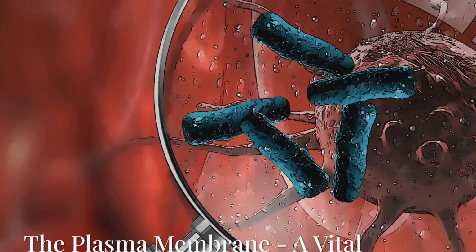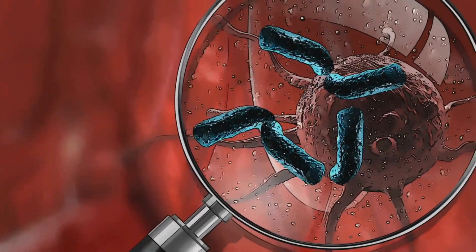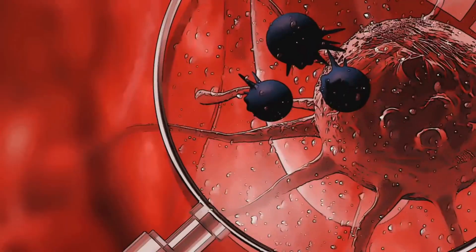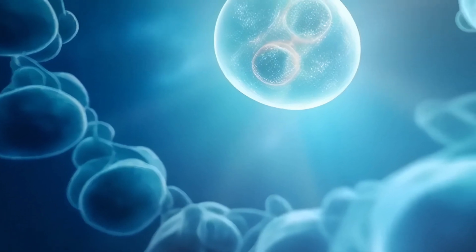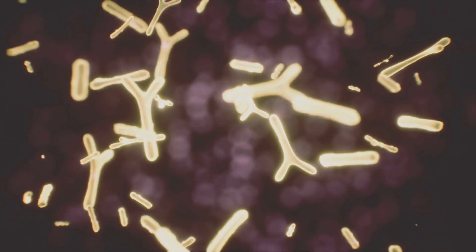The plasma membrane, a vital structure for life. The plasma membrane is a remarkable structure. It is a boundary between the cell and its environment. It controls what enters and exits the cell, and it plays a vital role in cell signaling and other important cellular processes. The plasma membrane is essential for life. Without it, a cell would not be able to survive.